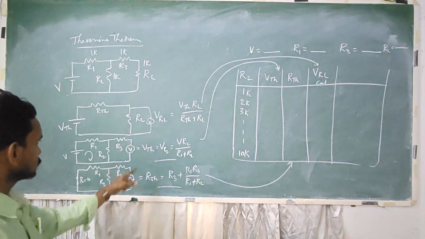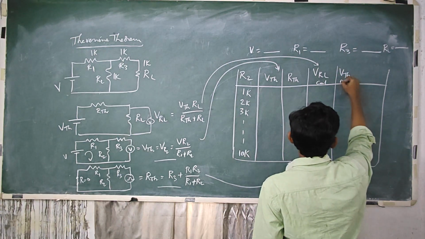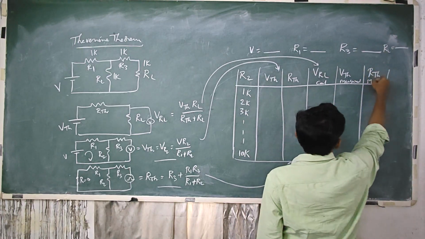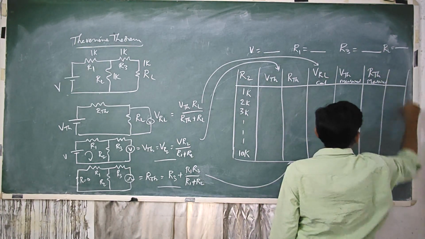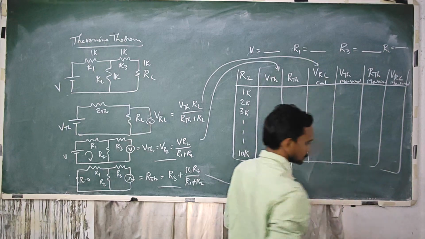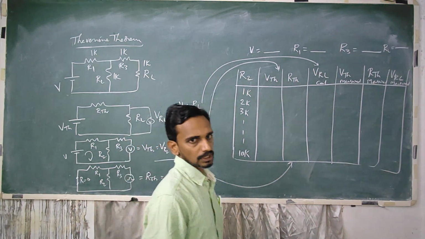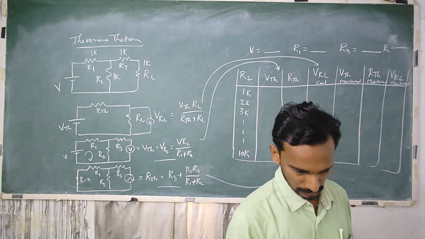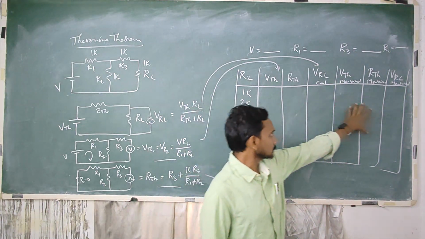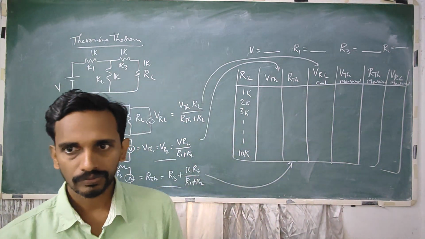Next one, the values that we measure. So the same thing, VTH measured, RTH measured, VRL measured. So once you construct these circuits and vary the value of R2, you can get that. So these three things come from Excel and these three things from your circuit. Okay?